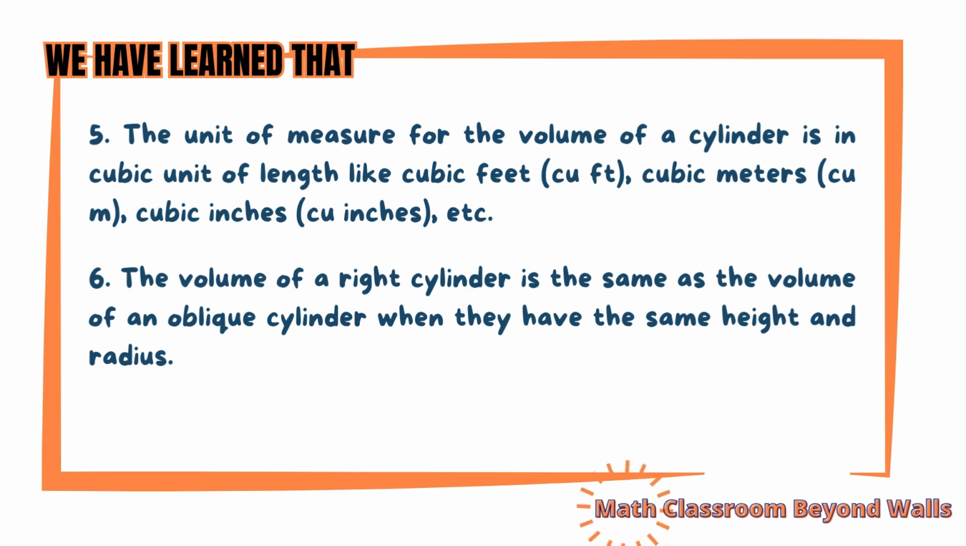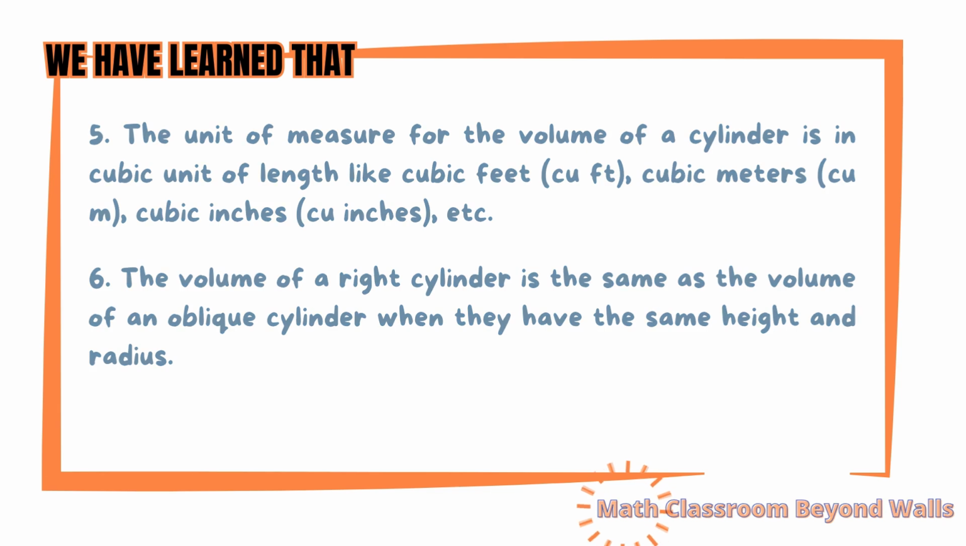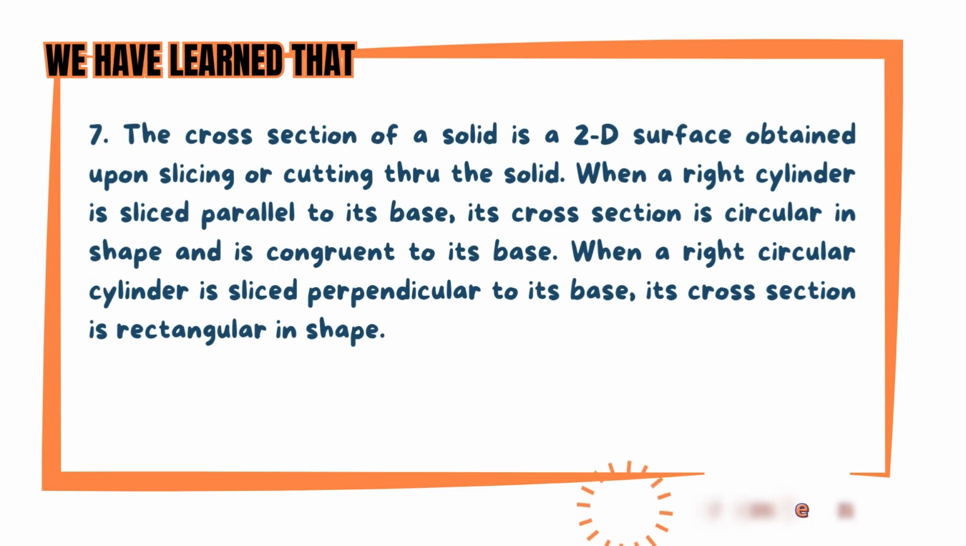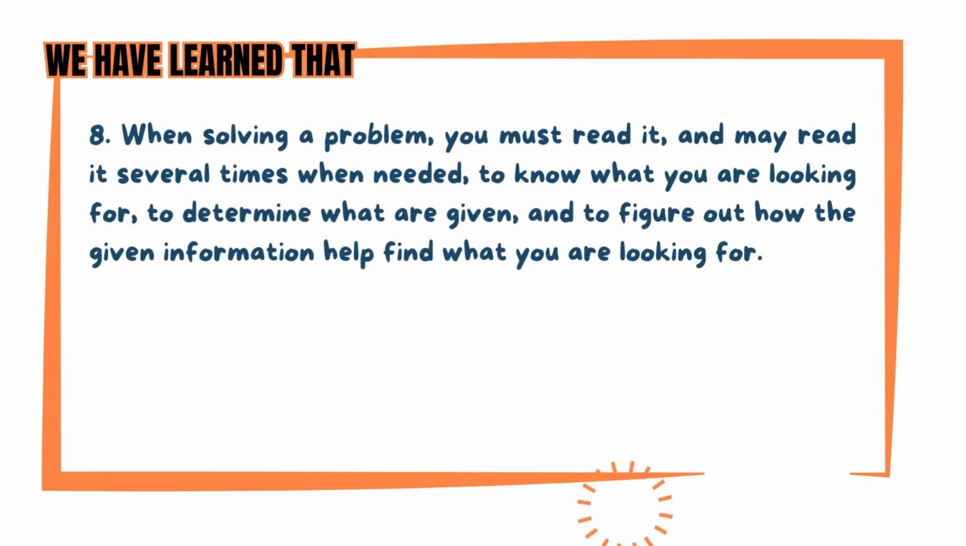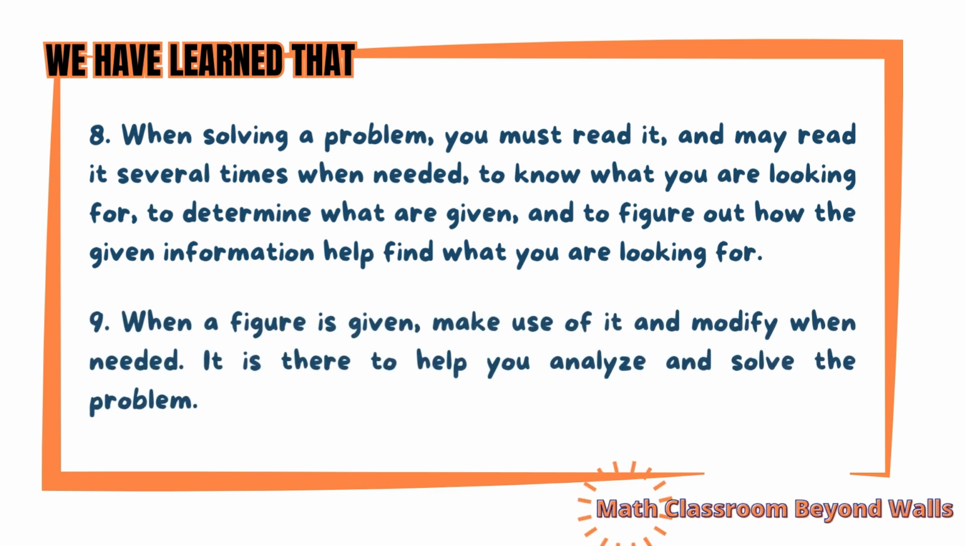Sixth, the volume of a right cylinder is the same as the volume of an oblique cylinder when they have the same height and radius. Seventh, the cross-section of a solid is a 2D surface obtained upon slicing or cutting through the solid. When a right cylinder is sliced parallel to its base, its cross-section is circular in shape and is congruent to its base. When a right circular cylinder is sliced perpendicular to its base, its cross-section is rectangular in shape. Eighth, when solving a problem, you must read it and may read it several times when needed to know what you are looking for, to determine what are given, and to figure out how the given information helps find what you are looking for. Ninth, when a figure is given, make use of it and modify when needed. It is there to help you analyze and solve the problem.